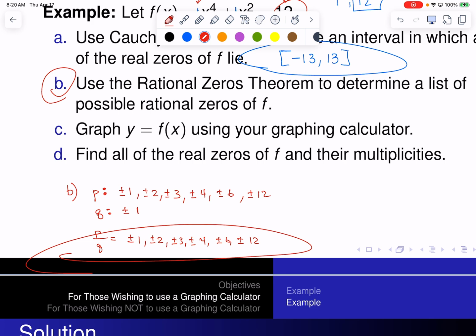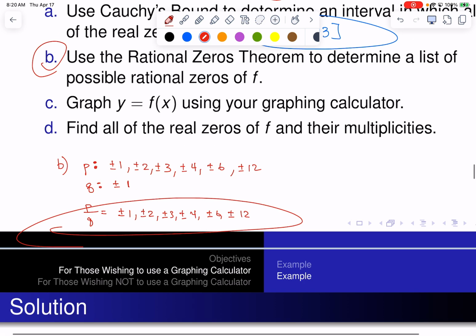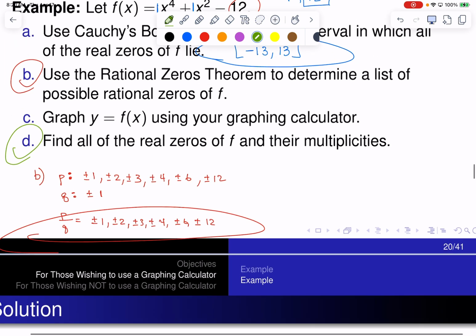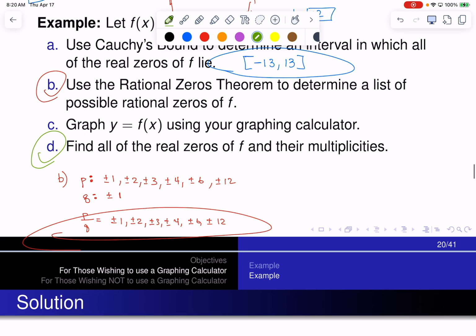Okay? So it wants us to graph. We're going to skip that. We're going to go right to D. I'll do D in green. We want to find all the zeros. All right, we've got to start trying stuff. All right, here we go. We're going to have the box.